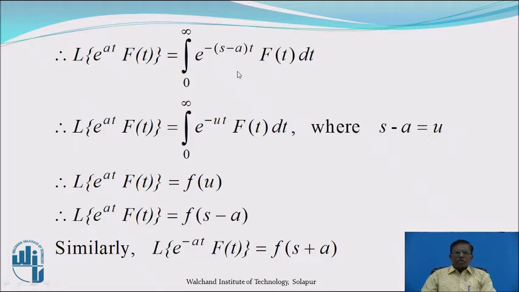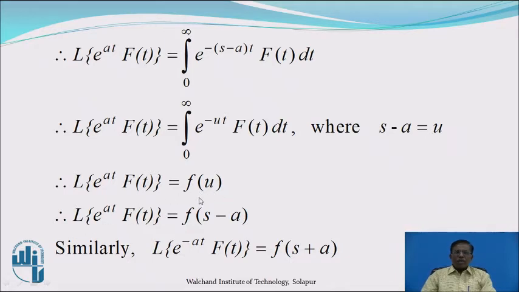Now for sake of simplification, let us take s minus a equal to u. We get Laplace of e^(at) into f(t) equal to integration of e^(-ut) into f(t) dt over the limit t equal to 0 to infinity. Now the value of this right hand side integration with respect to t is a function of parameter u. Therefore, it is denoted by F(u). Therefore, Laplace of e^(at) into f(t) equal to F(u).